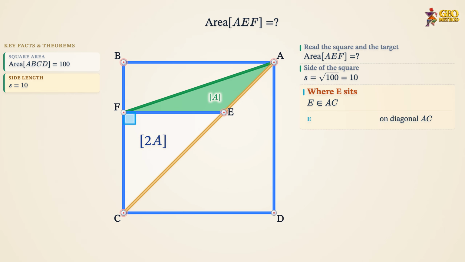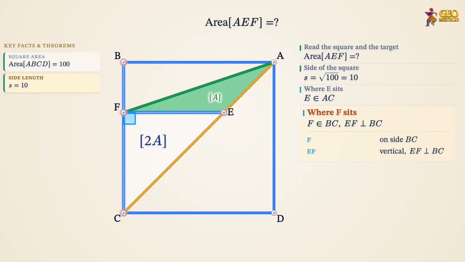Point E rides on the diagonal AC, the line running from the top right corner A down to the bottom left corner C. Because E is locked onto that diagonal, its height will be tied to its horizontal position, which we will use in a moment. Point F lies on side BC, and segment EF is perpendicular to segment BC. The drawing makes segment EF the horizontal leg of a 45 degree right triangle.